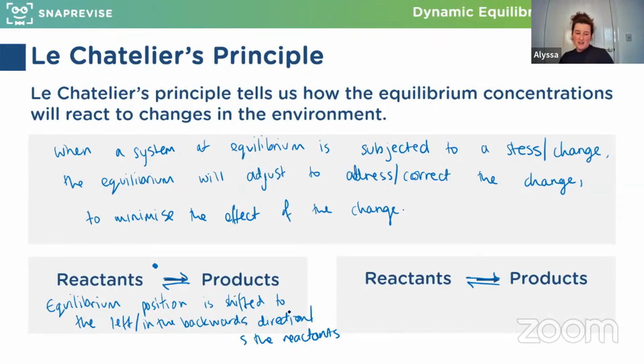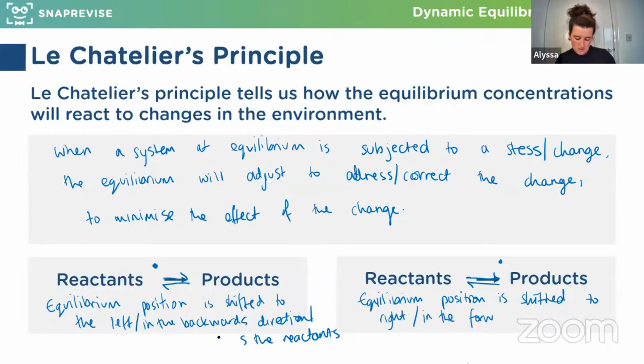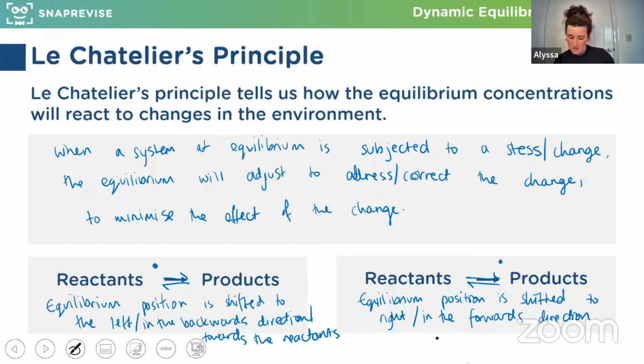So if our equilibrium is towards the product this time, then again, we can describe it as the equilibrium position is shifted. And again, we can say any of these three phrases. We can say it's shifted to the right. We can say it's shifted in the forwards direction. And we can say towards the products.